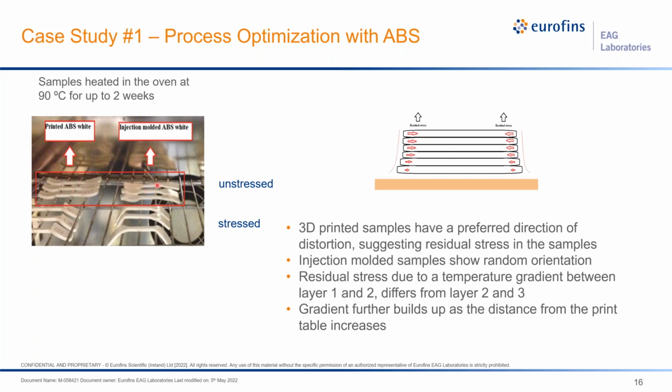So as you can see in this picture, the injection molded samples, in the unstressed position, distorted in a random fashion. They're turning one way or the other. For the 3D printed samples, they all distorted in a uniform fashion. They all are pointing upwards. And what that tells us is something really important. It tells us that we have likely residual stresses that are being released due to the heating process, right?